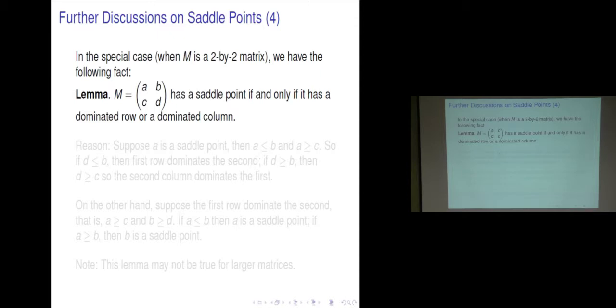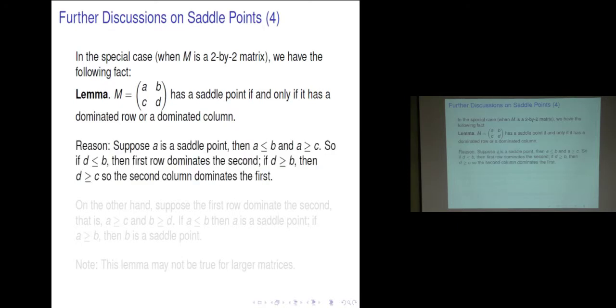Is it clear what a dominant row is? In this case, if A is bigger than C and B is bigger than D, then the first row dominates the second row, right? The dominance is quite intuitive. If every entry in the first row is bigger than the corresponding entry in the second row, then the first row dominates the second row.